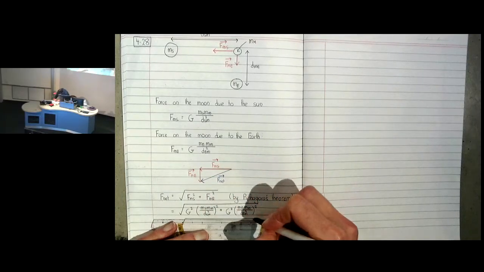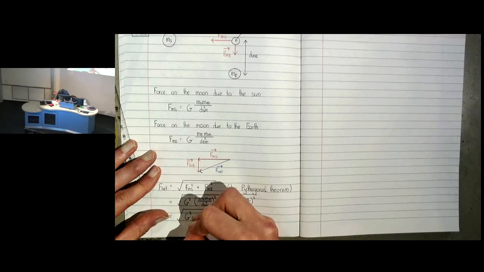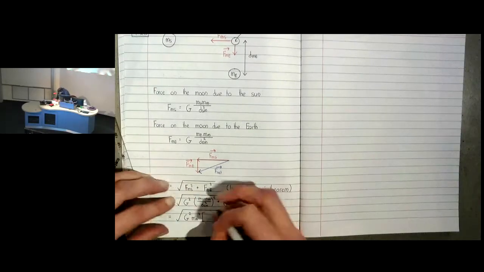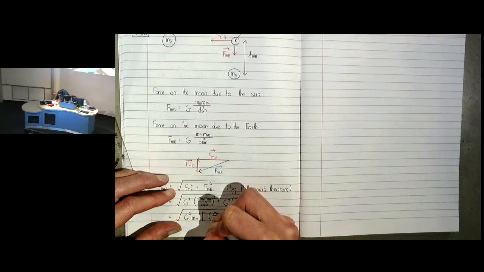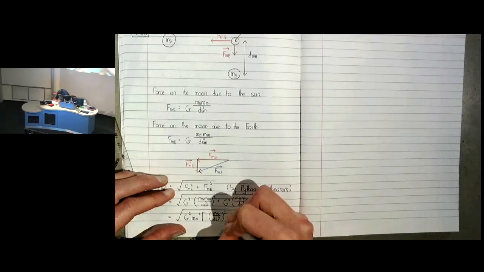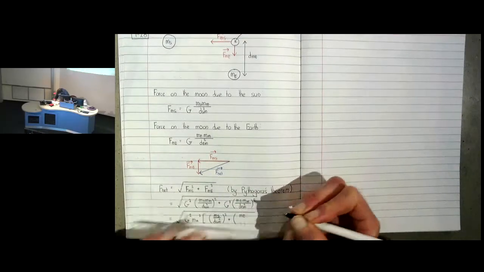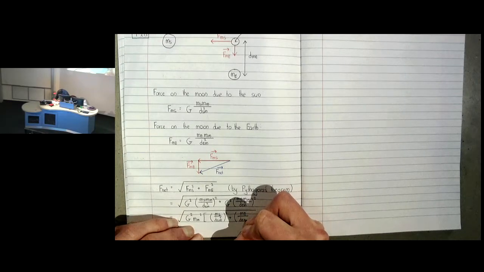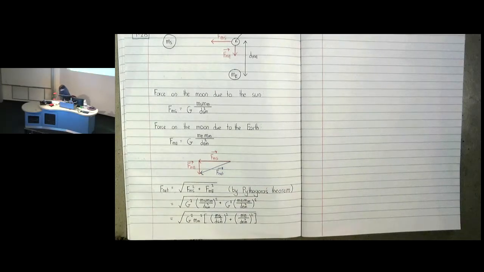If we introduce a set of brackets, we're going to have G squared times the mass of the Moon squared. That's going to be equal to whatever's left over, which is just the mass of the Sun divided by the distance from the Sun to the Moon squared, and then we still have to square all that, and then plus the mass of the Earth divided by the distance from the Earth to the Moon squared, and then we have to square all that as well.